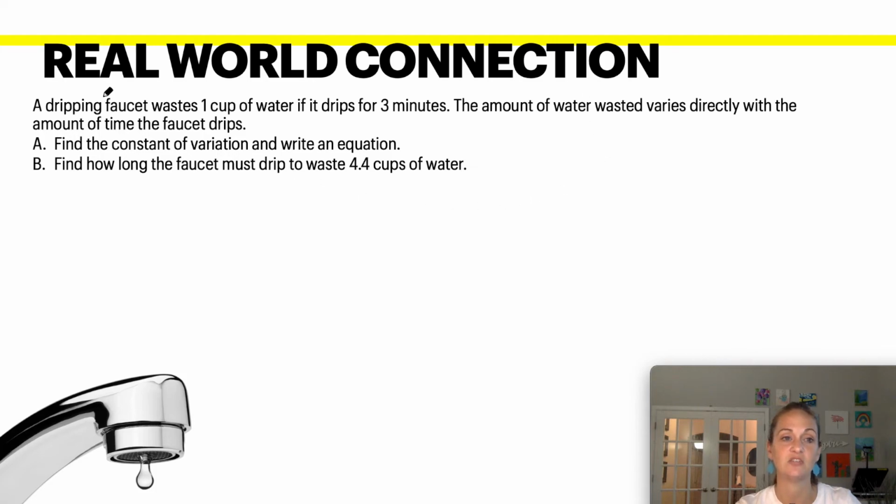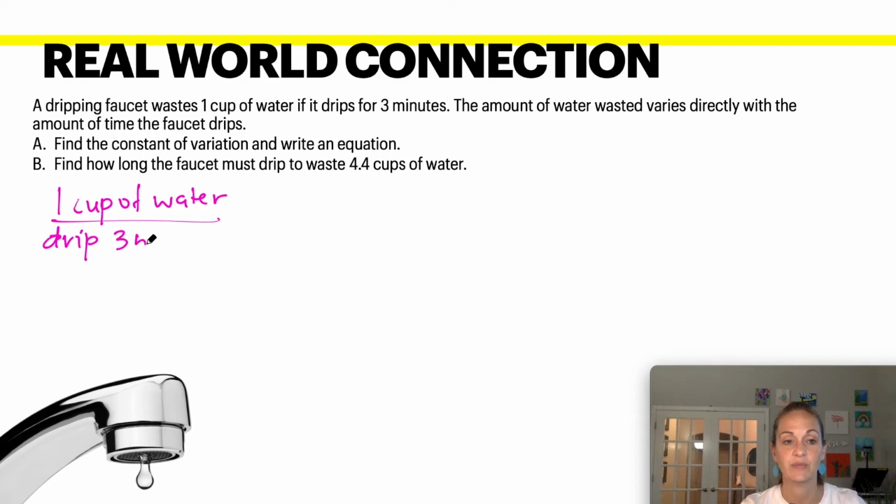Real world connection. A dripping faucet wastes 1 cup of water if it drips for 3 minutes. So you could say for every 1 cup of water, it is going to drip for 3 minutes. The amount of water wasted varies directly with the amount of time. Find the constant of variation and an equation. The constant of variation technically could be 1 over 3, or it could be 3 over 1, depending on what you feel the y and x coordinates should be.